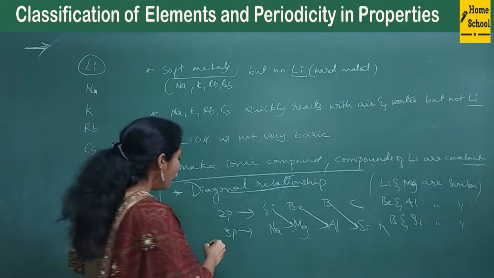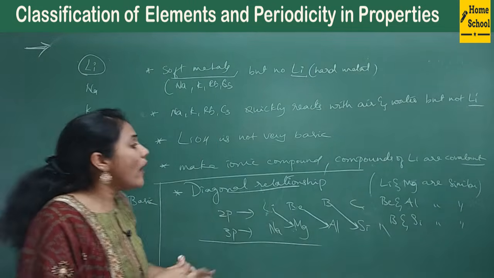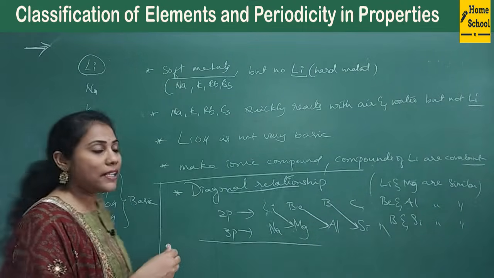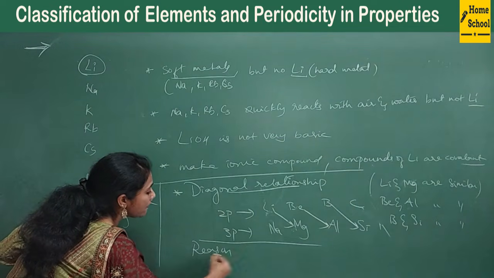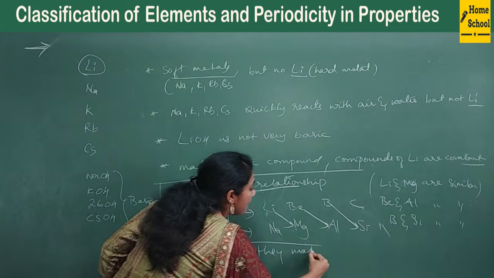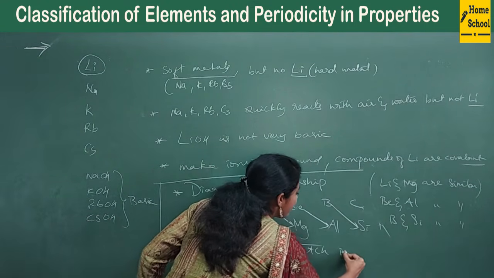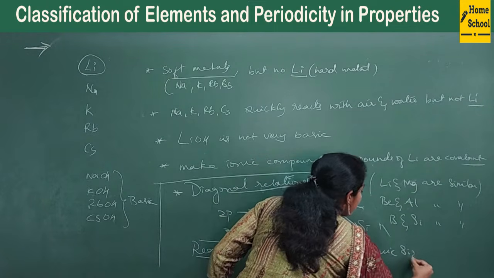And now, they are similar, but why? Why are lithium and magnesium similar? Because the reason for diagonal relationship is they match in atomic size.